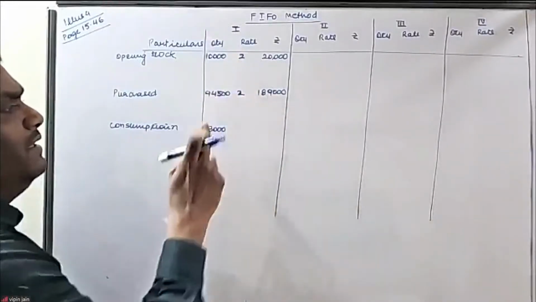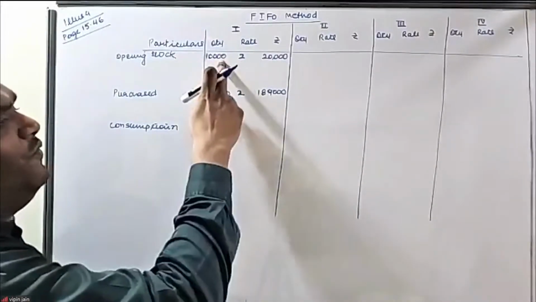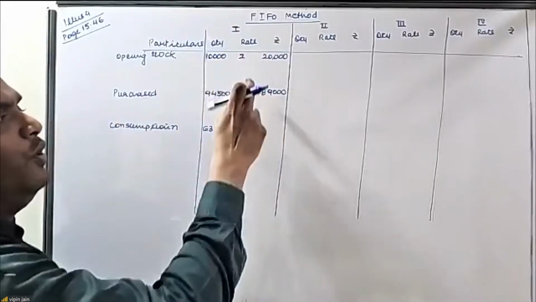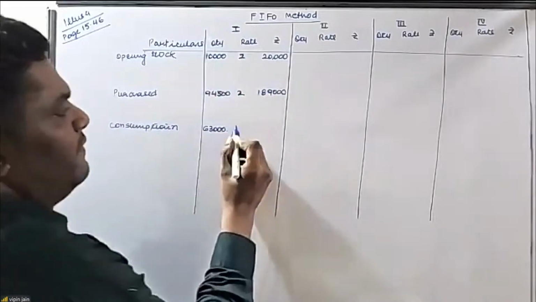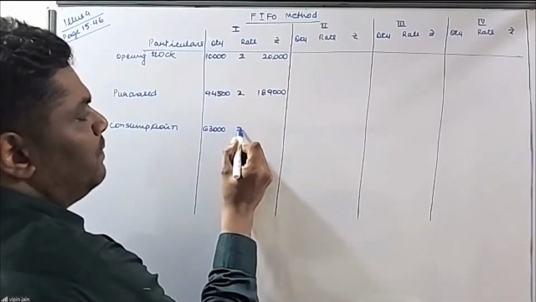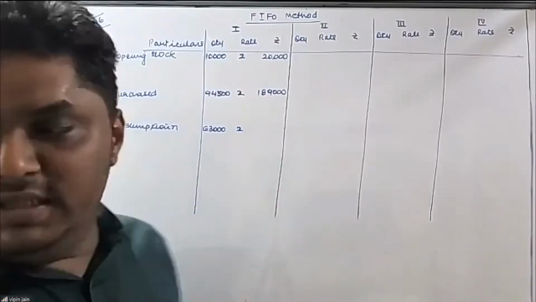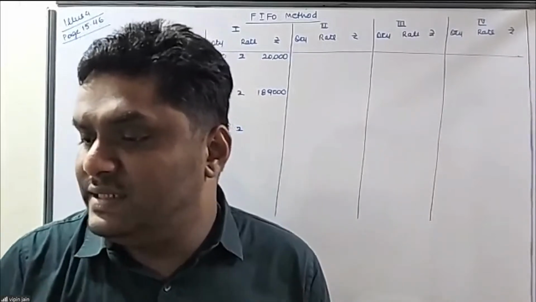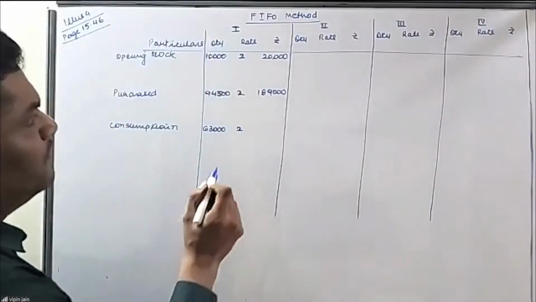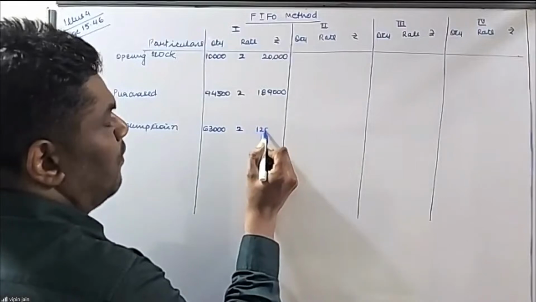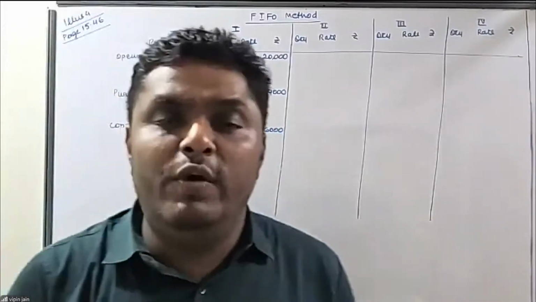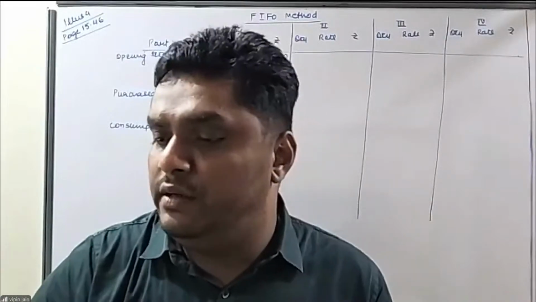Now this 63,000 will be consumed first from 10,000 and balance from this 94,500. However, in both the cases, the rate is 2. So we will straight away write 2. So 63,000 into 2, that is 1,26,000. This 63,000, you can refer the consumption budget.